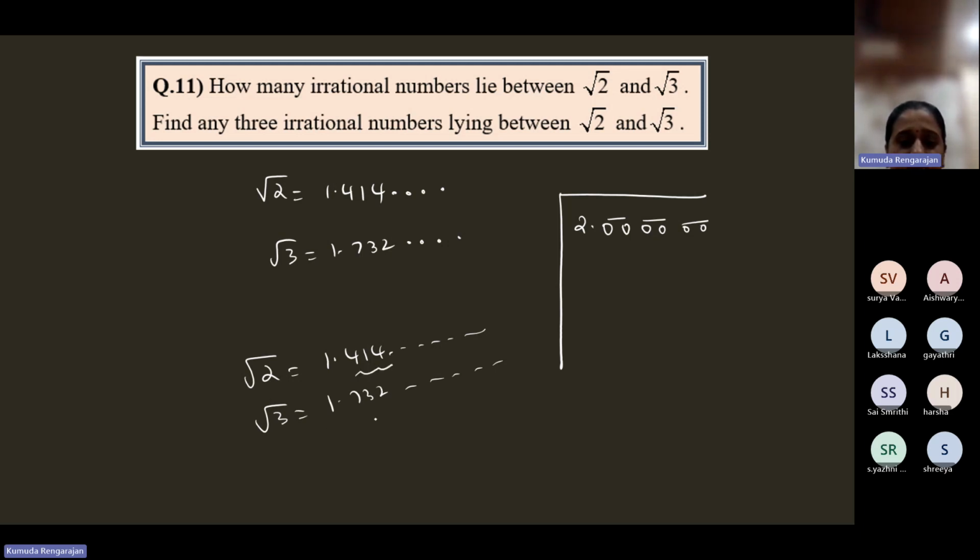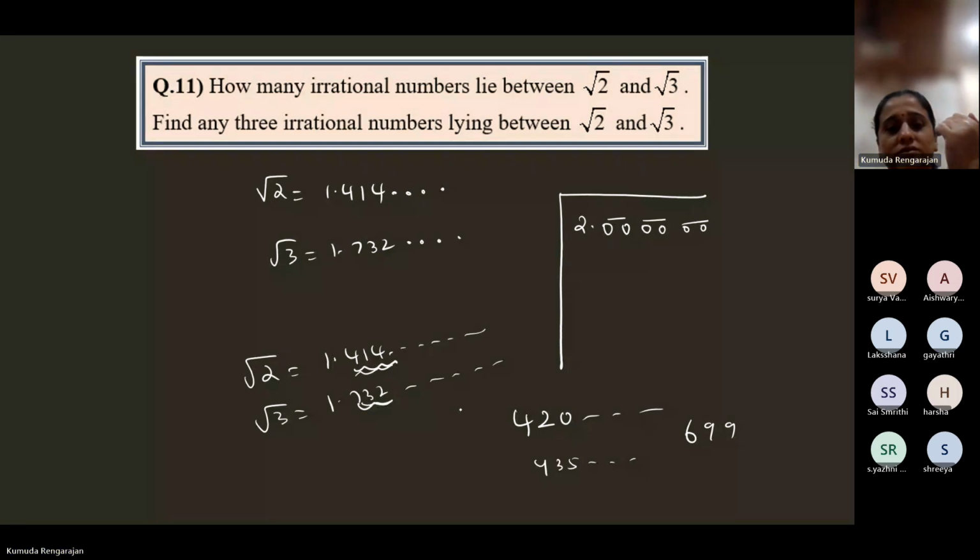So there's 414 and 732. Oh, there's so much of space. Between 414 and 732, you can write 420 and something, 435 and something, till 732 you can go. You can write 699. See, 415, 416, 417, 418, 419, 420, 500, 600, 700, 720, 721, 722, till 731. So there's a lot of space.